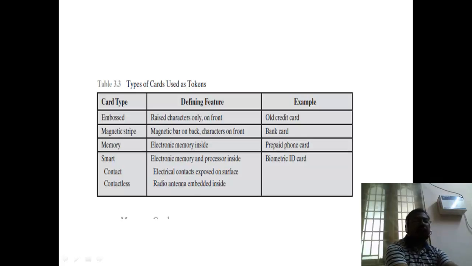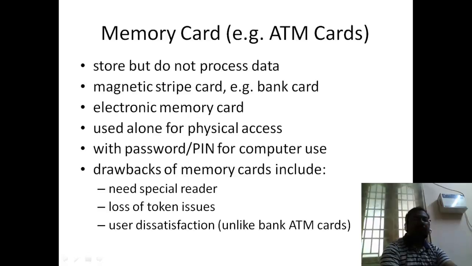And we have the smart cards, which are of 2 types: one is contact, and another one is contactless. The smart cards have electronic memory and a processor inside. The example is a biometric ID card. Contact means you make a physical contact of the card with the device, so electrical contacts are exposed on the surface. Contactless has a radio antenna embedded inside, for example an RFID card, where you don't have any contact. An example is the library card which you use.